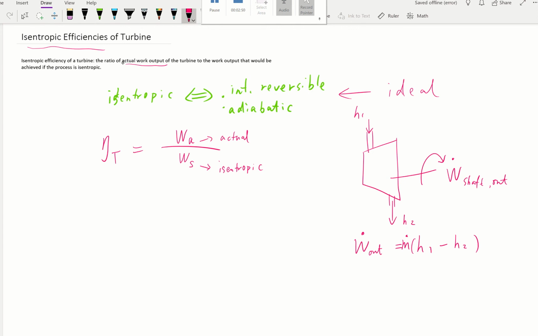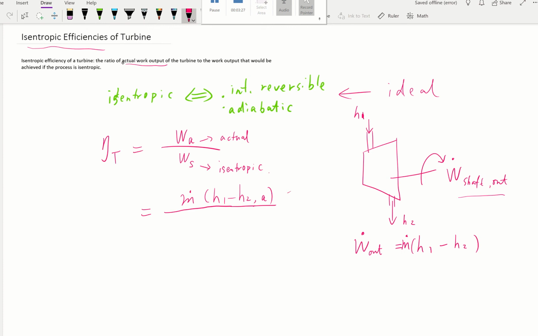And so knowing that, we can go back to this beginning equation for isentropic efficiency. So the actual work out here will be equal to mass flow rate times H1 minus H2. And the H2 is for the actual situation, because H1 is the initial state that stays the same compared to reality versus isentropic, right? So this is the reality, the top one, the actual situation.